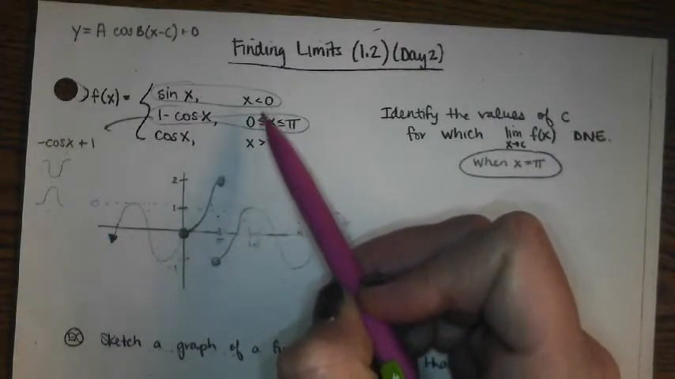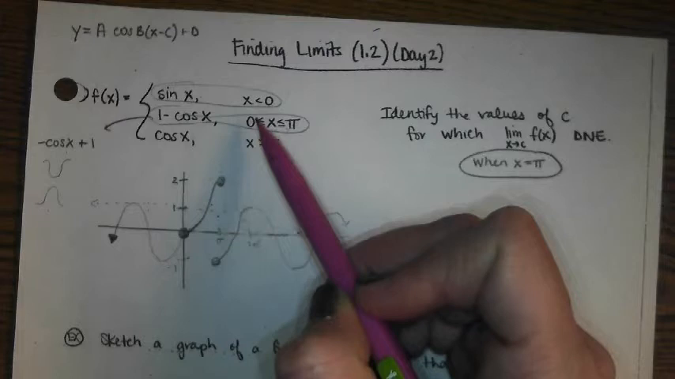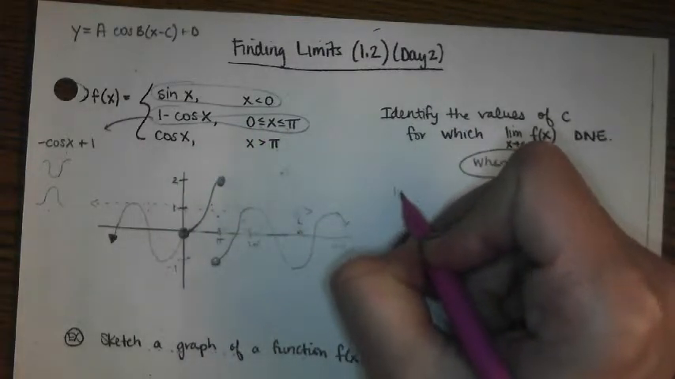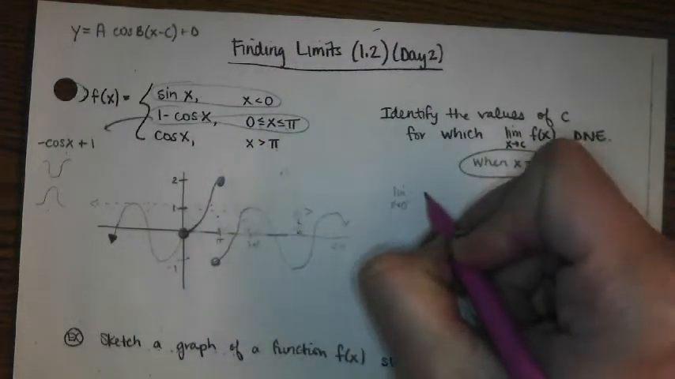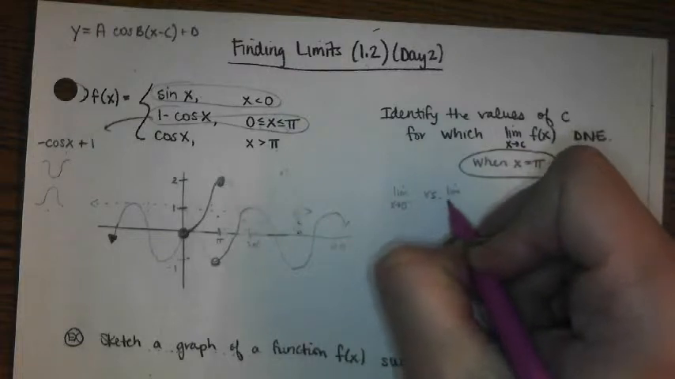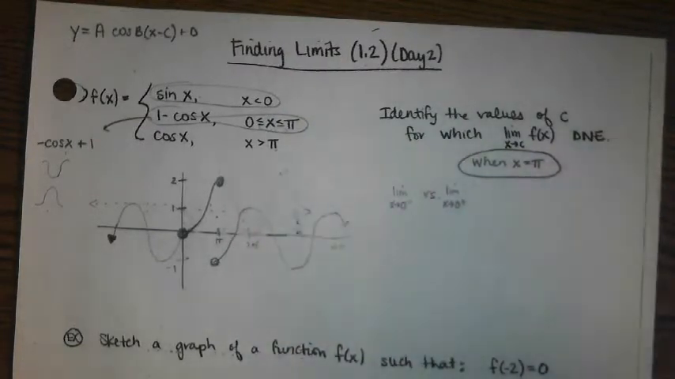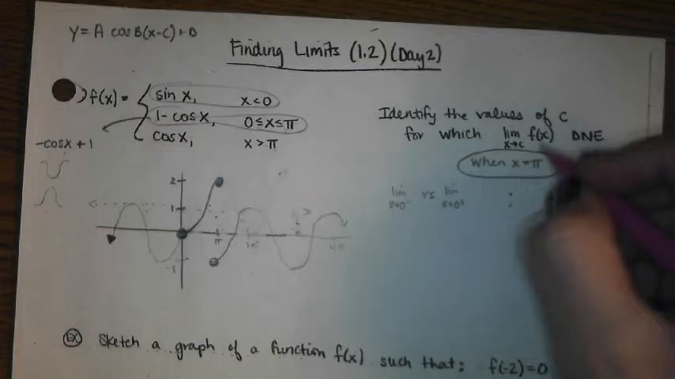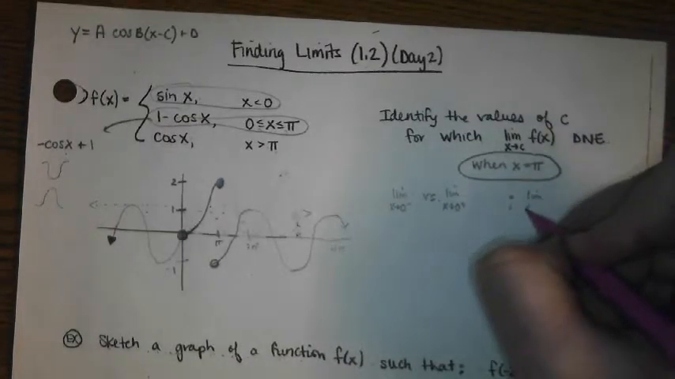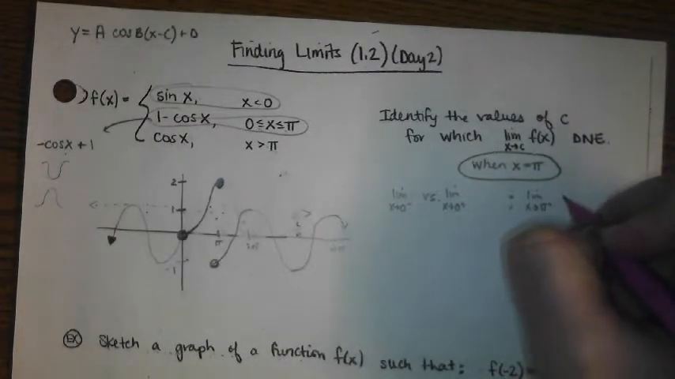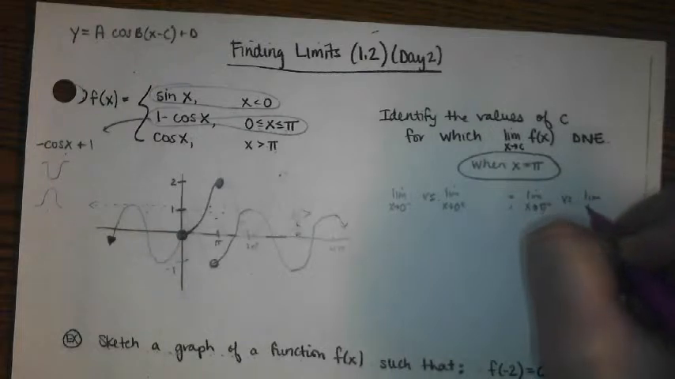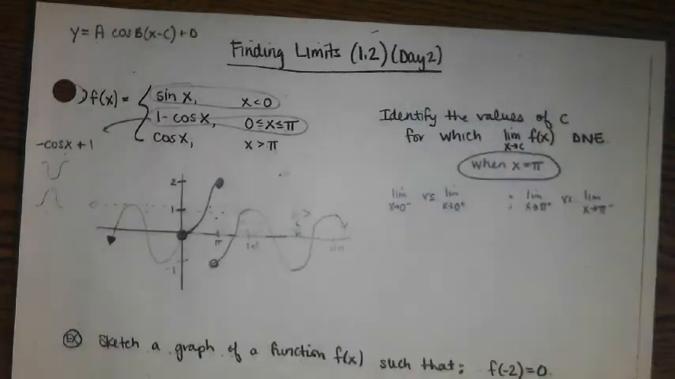Whenever you're looking at piecewise, you're concerned with the point of transition. So you're concerned with what the limit is as you approach 0 from the left versus what the limit is as you approach 0 from the right. And then your other point of transition is pi. So you're concerned with what the limit is as you approach pi from the right versus what the limit is as you approach pi from the left.